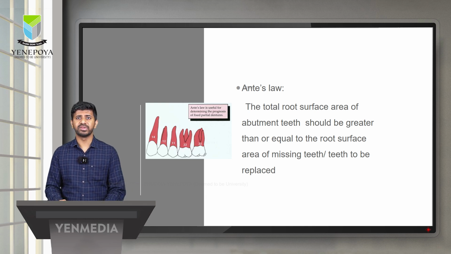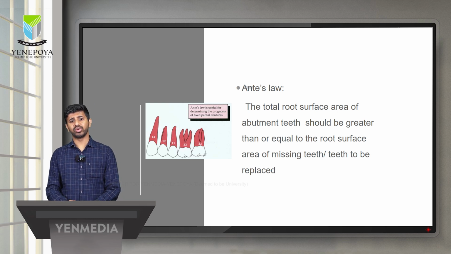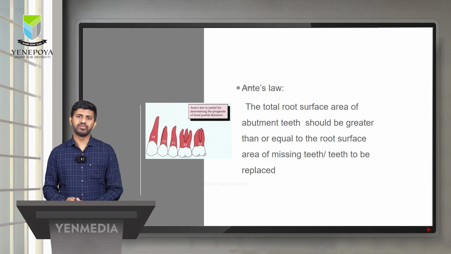For example, if there is a missing tooth, if one tooth is missing or two teeth are missing, how do you know how much load needs to be managed by the abutment teeth? This is given by a golden rule by Irving Ante from Ontario, Canada. He mentions that the sum of the pericemental areas of the abutments should surpass or be equal to that of the tooth being replaced. Suppose 1 2 is missing and there are 1 1 and 1 4. The root surface area of this tooth and this tooth should be more than that of this tooth. Then these two teeth can take the load of 1 2.